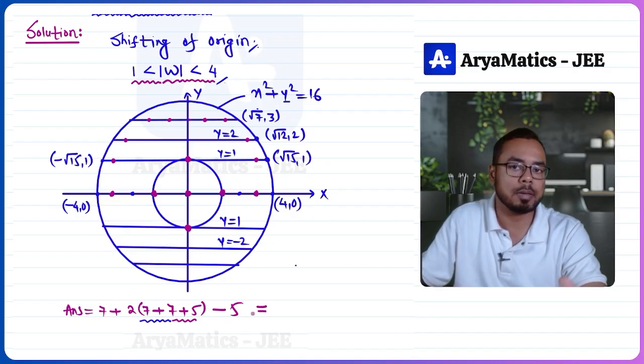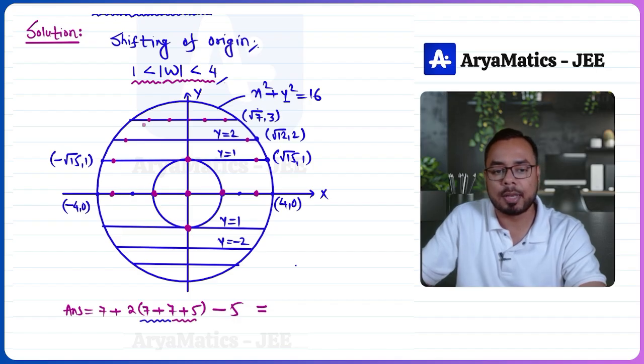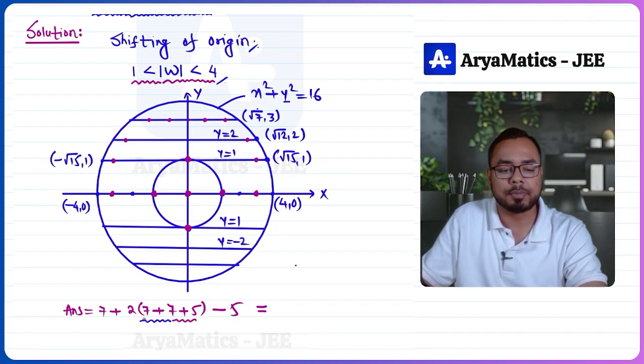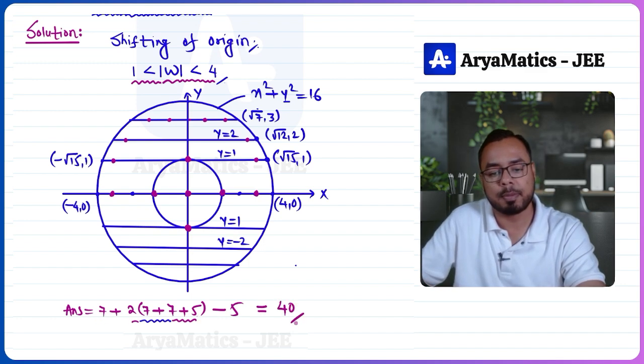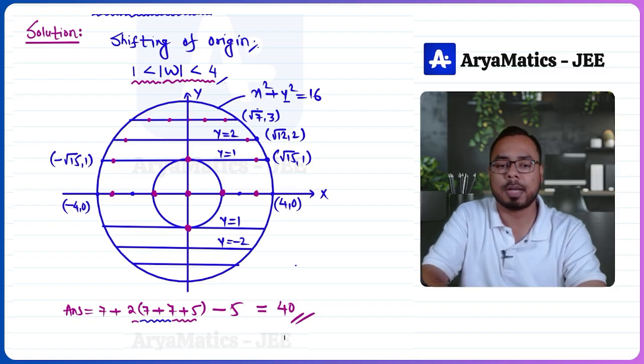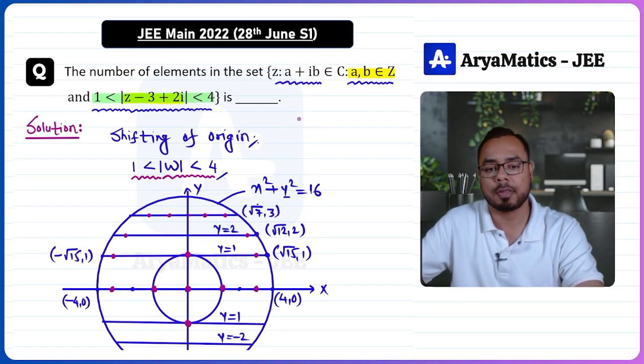So the number of points with integral coordinate outside the smaller circle and inside the bigger circle, that will be this number. Now 7, this you can calculate, 7 into 4, so that will be 28 plus 7, 35, plus another 10, 45, minus 5, so that will be 40. So that should be the correct answer for this problem.